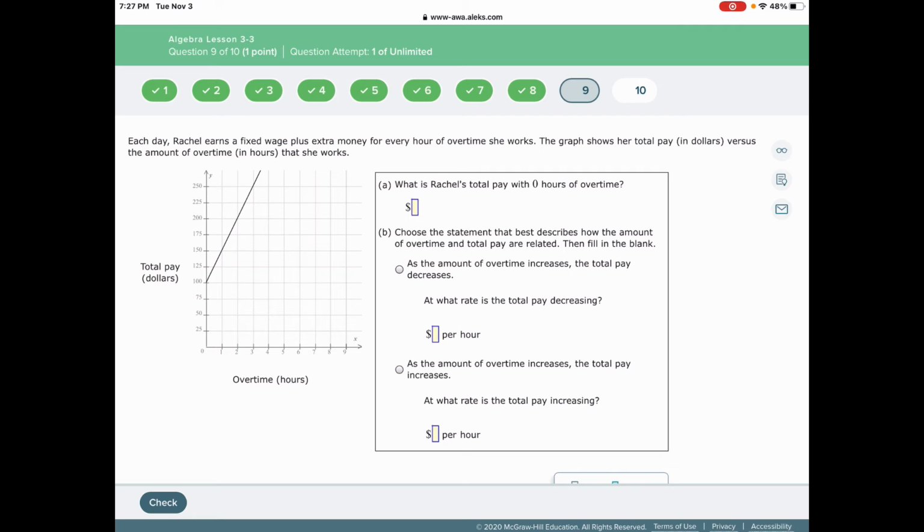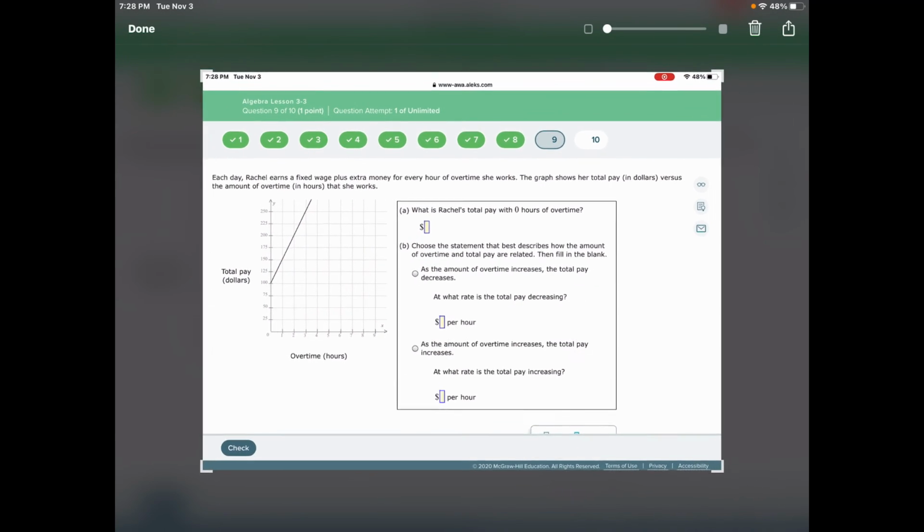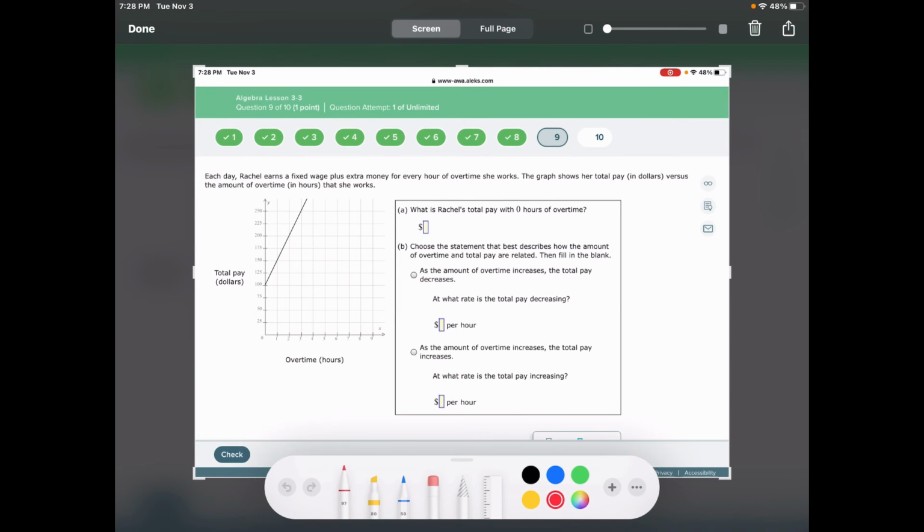Each day, Rachel earns a fixed wage plus extra money for every hour of overtime she works. The graph shows her total pay in dollars versus the amount of overtime in hours that she works. So she must get $100 to start, and then she gets a certain amount of overtime pay for every hour. What is Rachel's total pay with 0 hours of overtime? Okay, so with 0 hours of overtime, you can see that she gets $100. So that's where she starts.